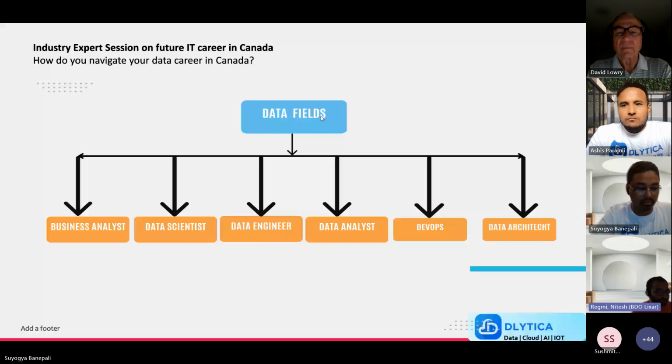The first one is the business analyst. Business analysts work closely with clients. They understand what the client expects from their data and help them achieve that. They work closely with the client and the data analyst to extract business insights from the data. Business analysts should have good communication skills and better domain knowledge. They may or may not require technical skills.